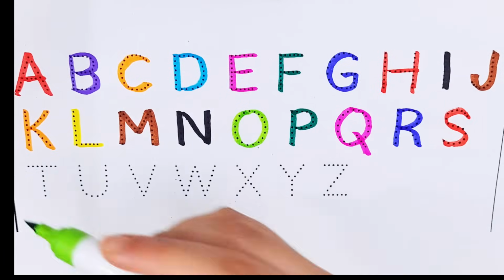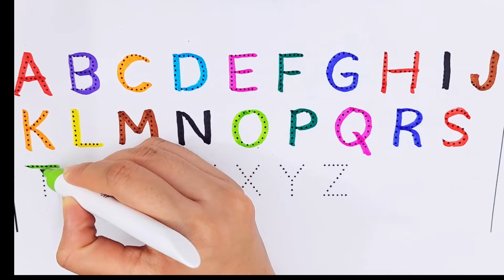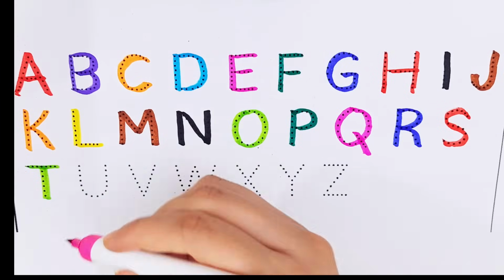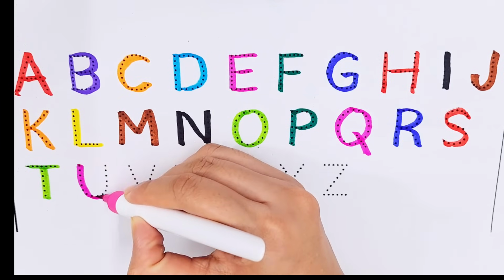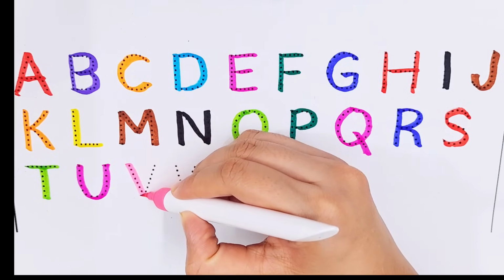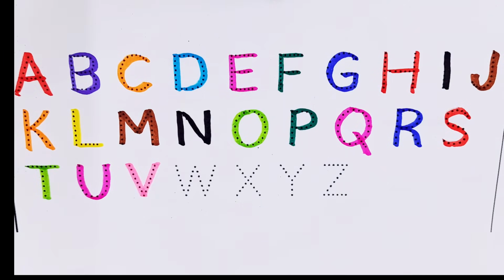Light green color. T for tiger. Purple color. U for uniform. Pink color. V for van.